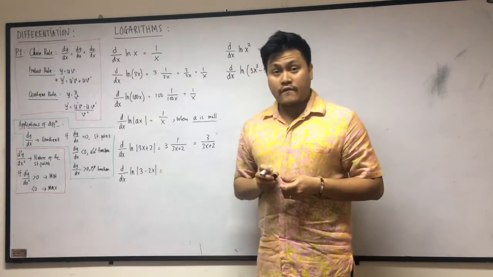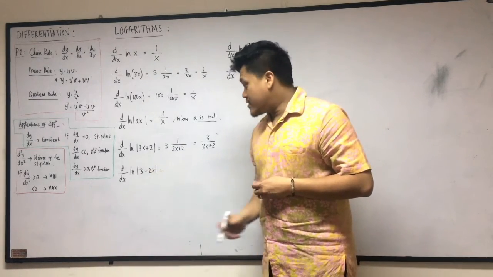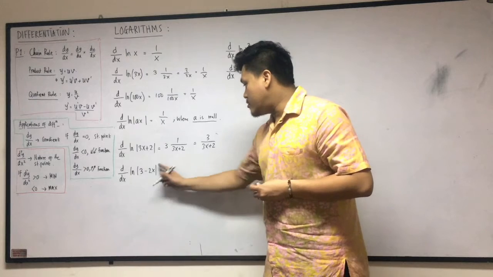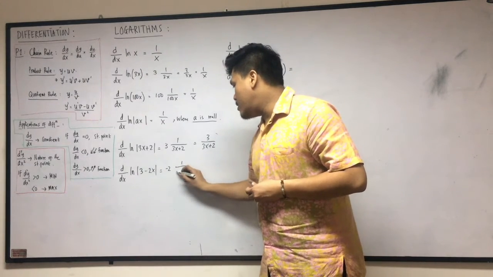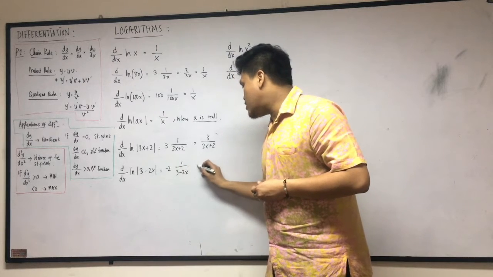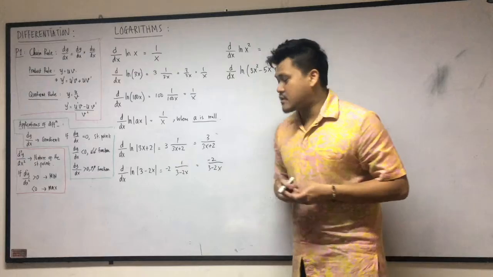This one, you have to be careful because the coefficient of x is negative here. So you have to do something about it, right? The derivative of this is going to be minus 2 times 1 over 3 minus 2x. So the answer would be negative 2 over 3 minus 2x.